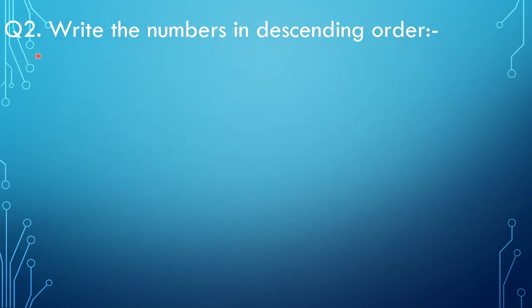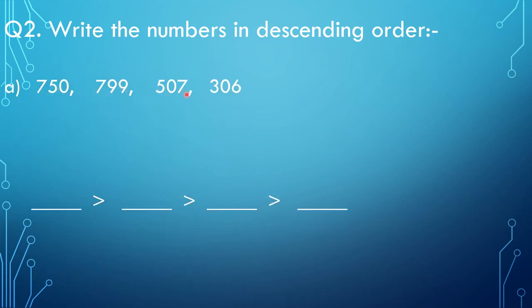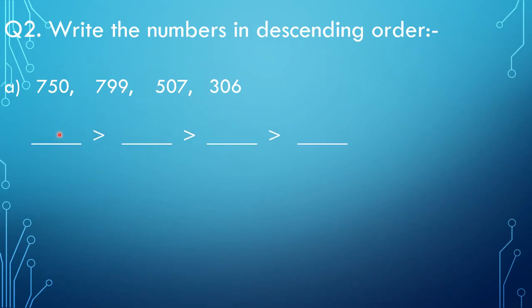Now in question number 2, write the numbers in descending order. Now here we have to arrange the numbers in descending order, means from greatest to smallest. Now in A part it is given 750, 799, 507 and 306. So we have to write these numbers here in descending order.